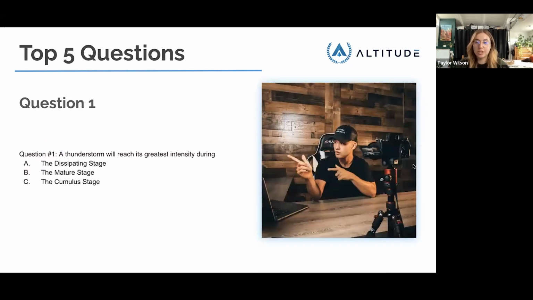Okay, some questions that you might see regarding weather. This one's about the stages of thunderstorms. We didn't talk about the stages today, but if you have already gone through a course, then you've probably seen this material before. A thunderstorm will reach its greatest intensity during either the dissipating stage, the mature stage, or the cumulus stage. I'll let you guys throw your answers in the chat, and then we'll talk about each stage.